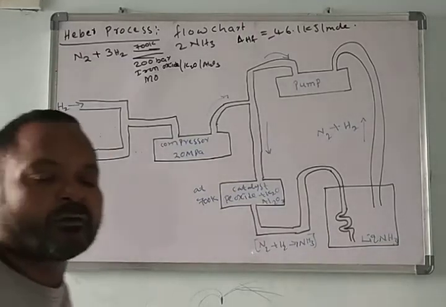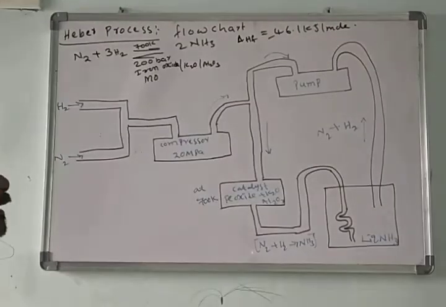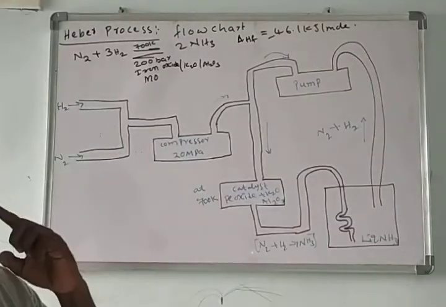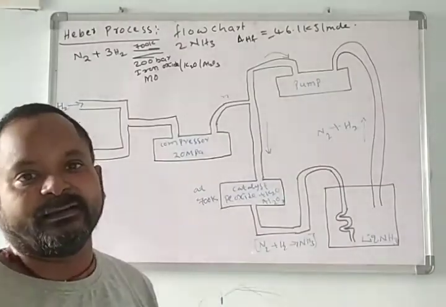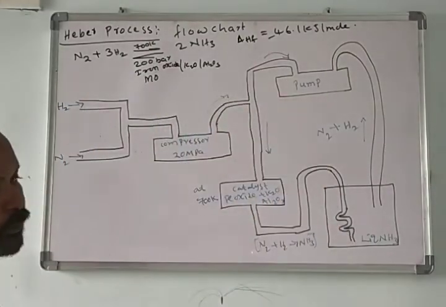Here, the flow chart means how we are preparing the ammonia by using different machineries, or how we are preparing the ammonia industrially, for bulk purpose. Here we have one flow chart.